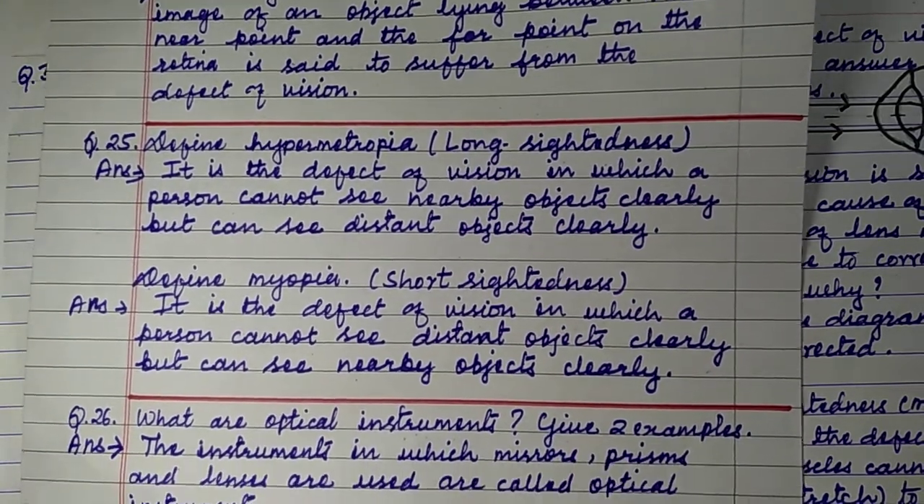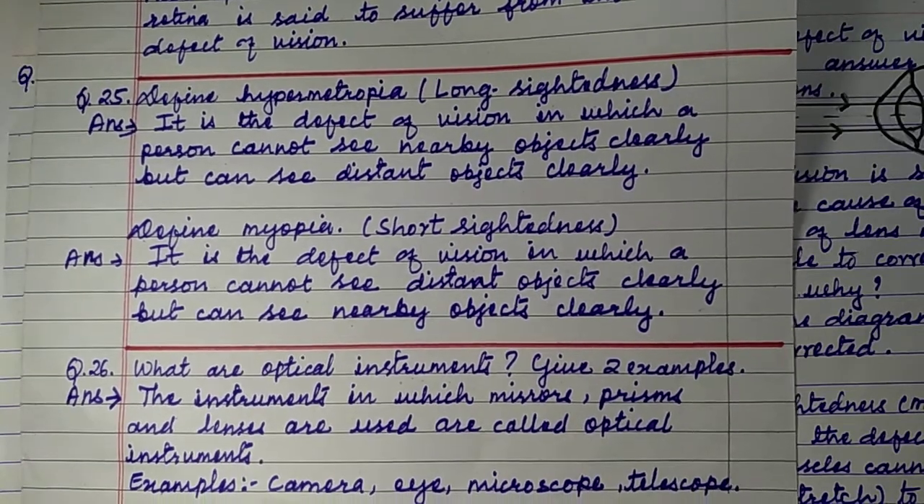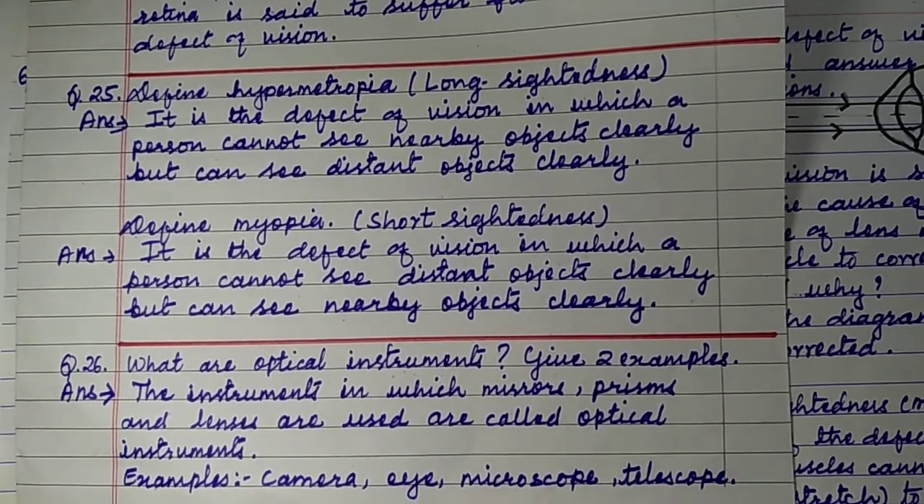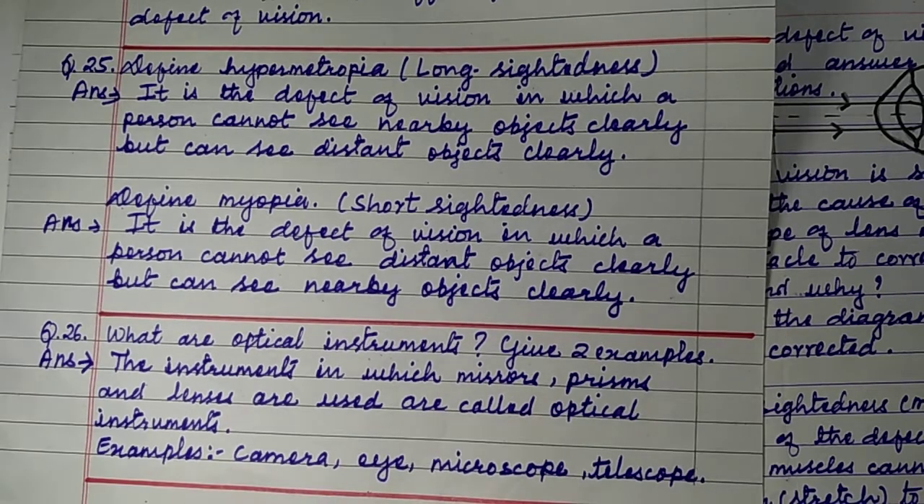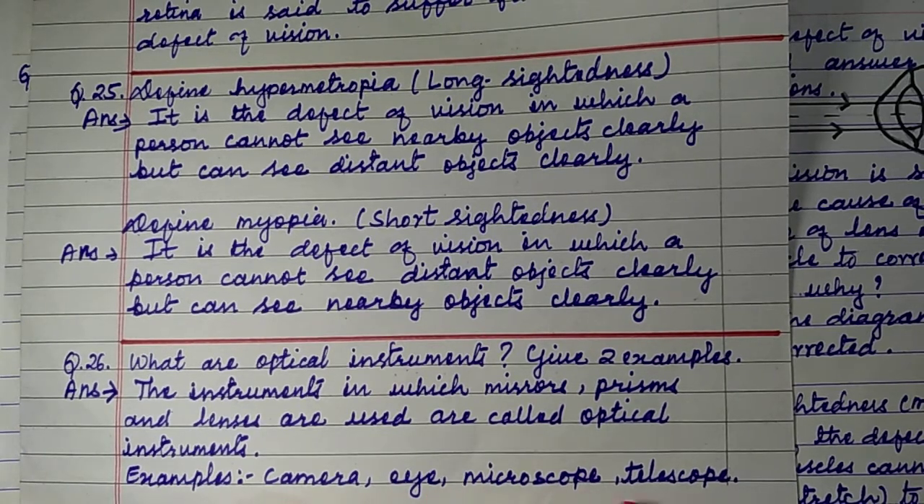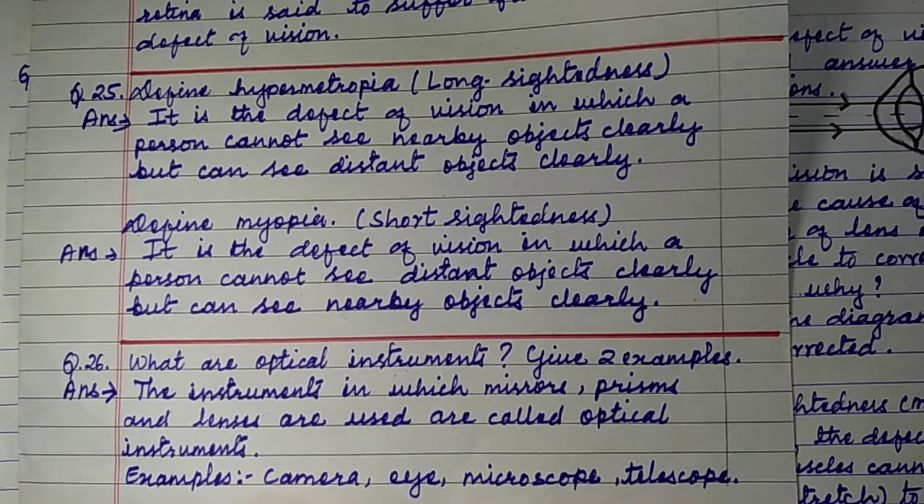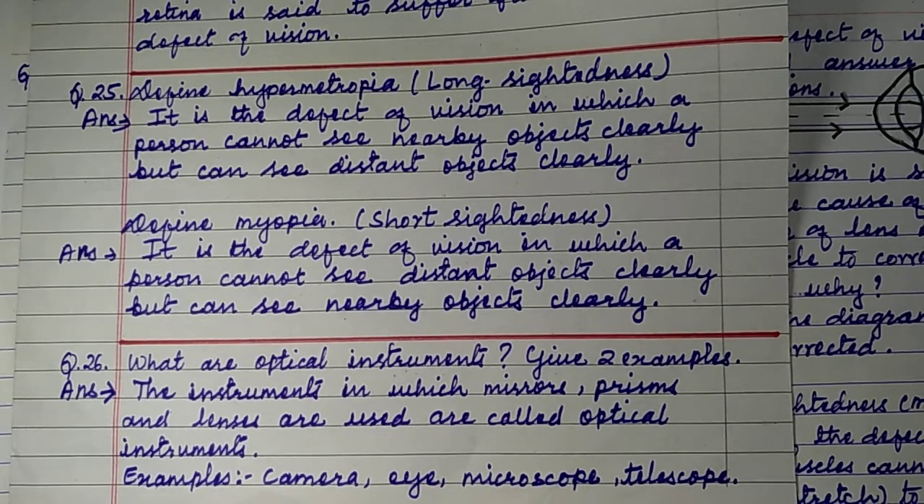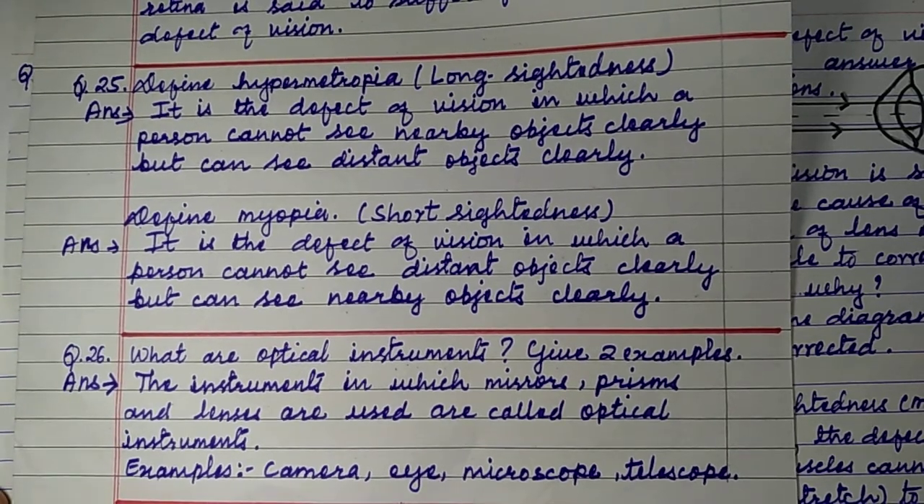What are optical instruments? Give two examples. The instruments in which mirrors, prisms and lenses are used are called optical instruments. Examples: camera, eye, microscope, telescope. So the eye is a natural optical instrument. So camera, eye, microscope, telescope are optical instruments.